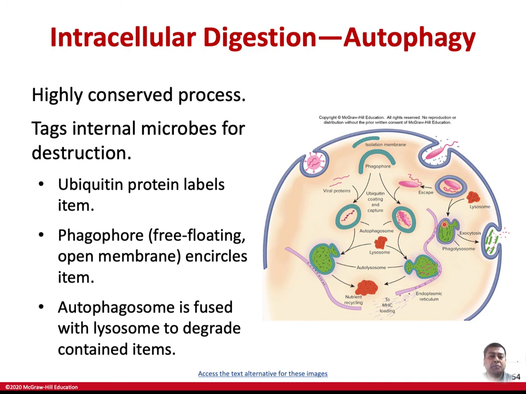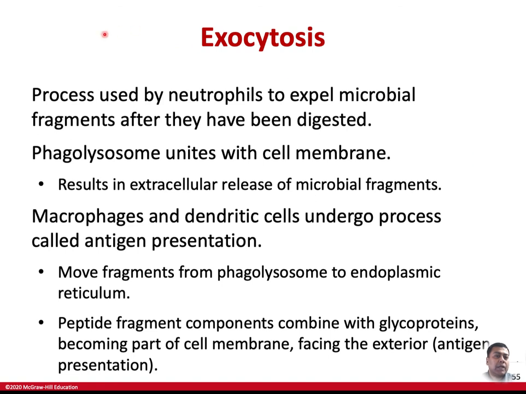And the rest of the material can be recycled and released into the extracellular environment. So exocytosis is the process by which the neutrophil expels the microbial fragments after they have been digested, and the phagolysosomes unite with the cell membrane, resulting in extracellular release of the microbial fragments. Very straightforward.